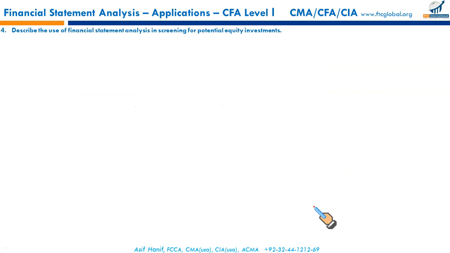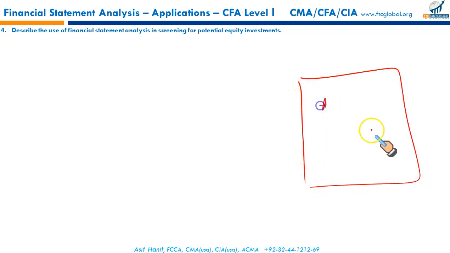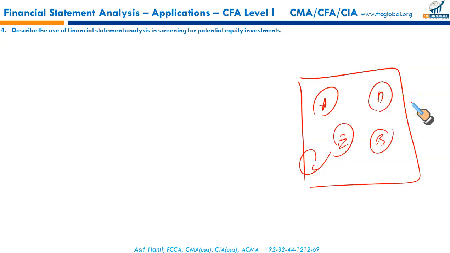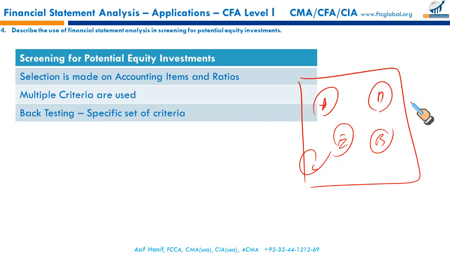Next LOS, your LOS 4. Describe the use of financial statement analysis in screening for potential equity investment. Let's say you have a universe of investments to select from: A, B, C, D, E, F. In which equity investment will you purchase shares? You have a large set of investments from which you need to make your selection.